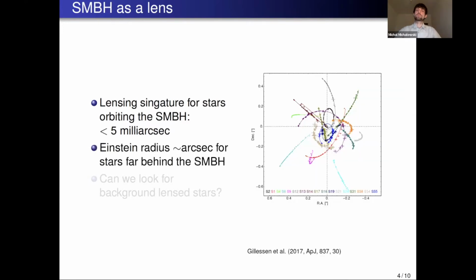And that's because when we look at orbits of these stars around the supermassive black hole, they don't really come very far behind the supermassive black hole. So the Einstein radius is, of course, very small. So another idea would be, instead of looking at stars which orbit the supermassive black hole, to look for stars which are behind the supermassive black hole, very far in the background, because for them, if they're sufficiently far away, the Einstein radius is of the order of arcseconds. So that's very easy to detect, very easy to resolve, and that can be studied.